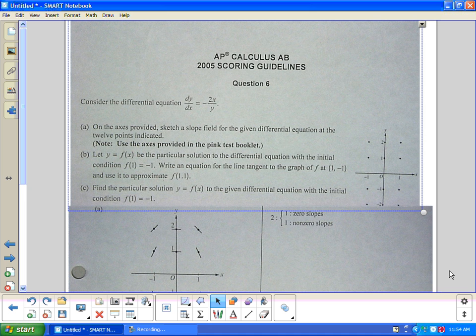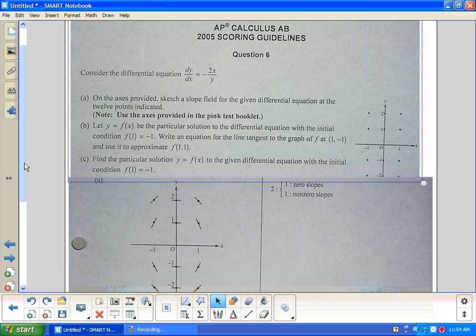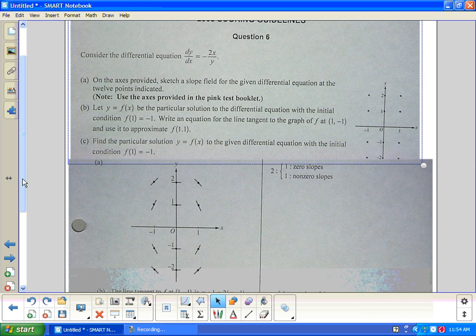On the axes provided, sketch a slope field for the given differential equation at the 12 points indicated. Use the axes in the book. I told you to use the cover sheet, put them right on that. Everything else should be on the back. This is not hard as long as you don't make a math mistake, and the graph of it is right. The graph is shown right there. And there's 2 points awarded this time.